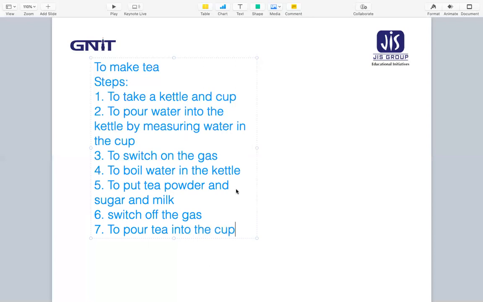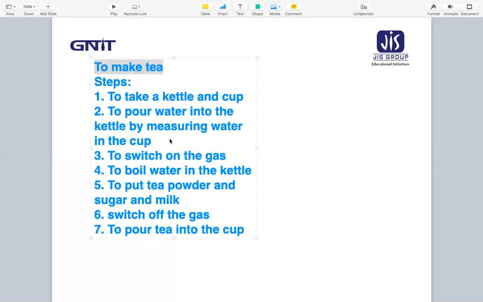So you see, these are the seven basic steps to make a tea. I don't know, maybe your mother may be making it in a slightly different way. But these are the basic steps as far as I understand.